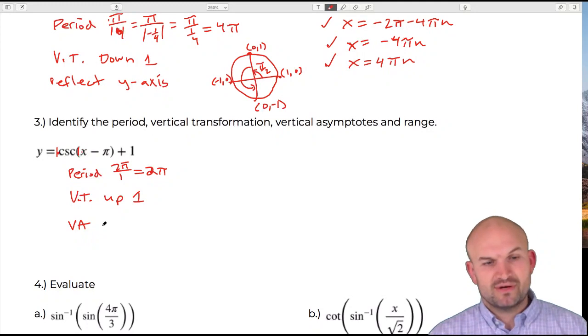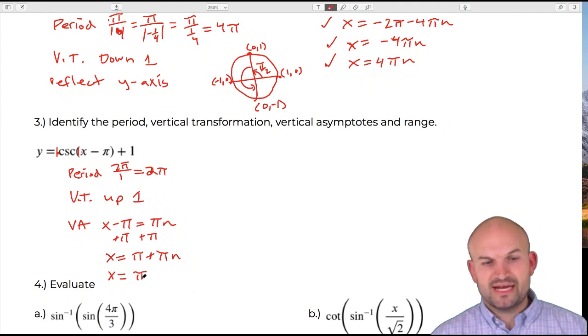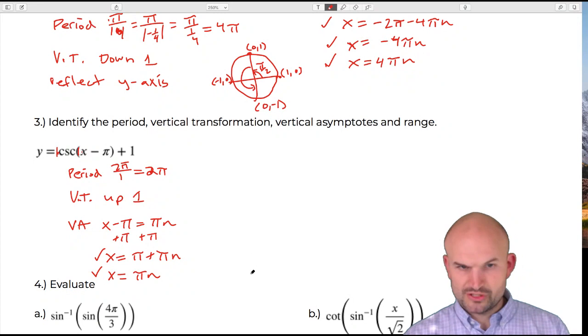So again, you just take whatever's inside your function. X minus pi equals pi n. And then we can just add pi. So therefore, x equals pi plus pi n. And just like in the last equation, that pi plus pi n is redundant. So really, we could have a simplified equation as pi n. However, I accepted both solutions for the students.